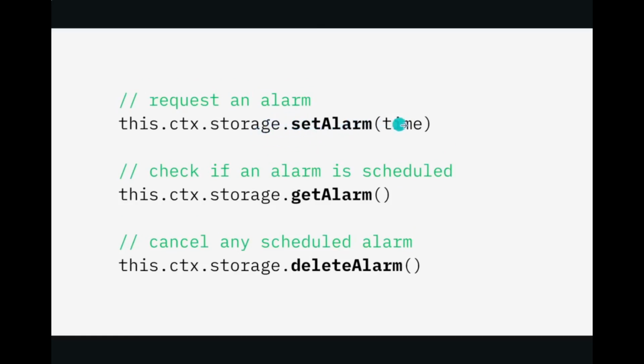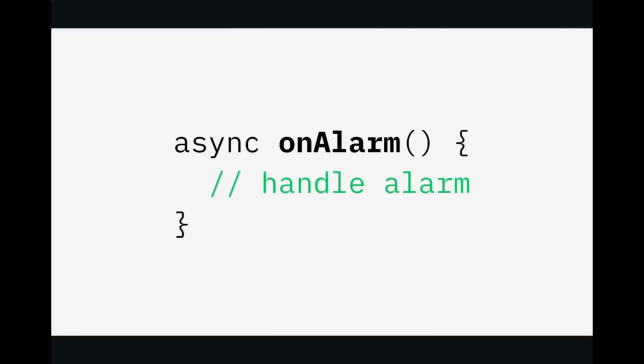We can say at a certain time that we want to have an alarm set. We can also check if there's already an existing alarm, because you can only have one alarm per Cloudflare object, a durable object, and you can also cancel if you need to. So you can call delete alarm if you wanted to cancel the alarm. Now to handle the alarm, you would implement this async function on alarm, and then you can do your important stuff inside this function.